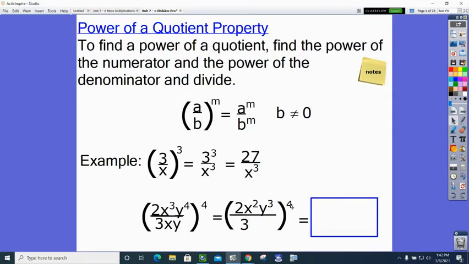Now we've got to take our last video and raise everybody in here to the 4th. So 2 to the 4th, x to the 2nd to the 4th, y to the 3rd to the 4th, and on the bottom, 3 to the 4th. 2 to the 4th is 16. Then we would have x to the 8th and y to the 12th. And on the bottom, we would have 3 to the 4th, which is 81. And we are done cleaning that up.